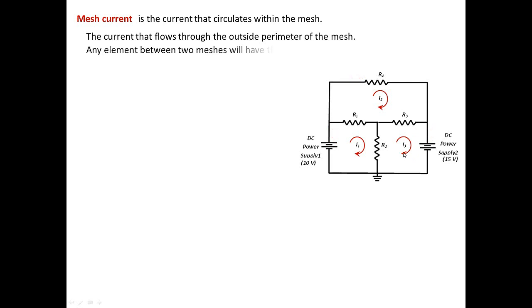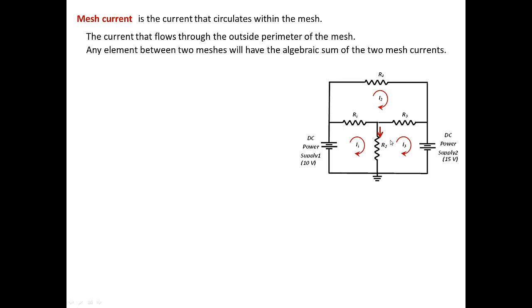Now, if there is any element between any two meshes, like for example R1, which is between mesh I1 and I2, then the current going through this resistor is basically the algebraic sum of the two mesh currents. Any element shared between two meshes, the current flowing through this resistor, is the algebraic sum of those two meshes. Basically, that's what we said.